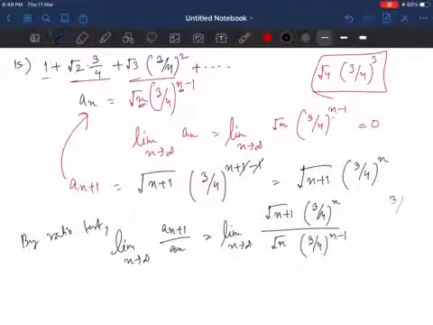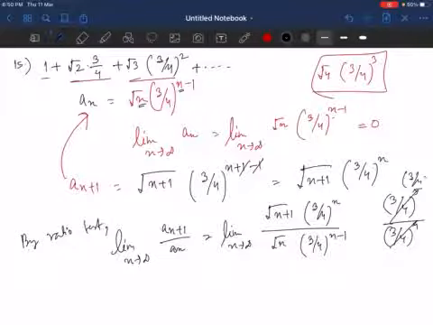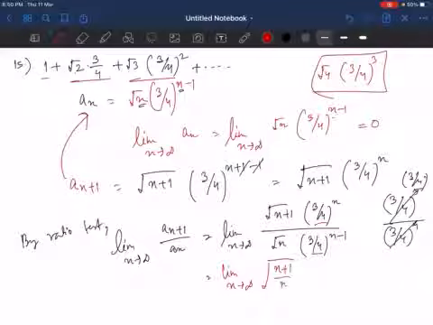Now we know one thing, if I have something like 3/4 to the power 5 and 3/4 to the power 4, we can cut these two and we have 3/4 in the numerator. So basically this 3/4 and this 3/4 are the same base. If the base is the same and we are dividing, the powers will subtract. So we can write this one as limit n tends to infinity. Now we can combine these two and write n plus 1 by n, because both are square roots, and since it's divide, the power will subtract, n minus 1. So this is what we have.